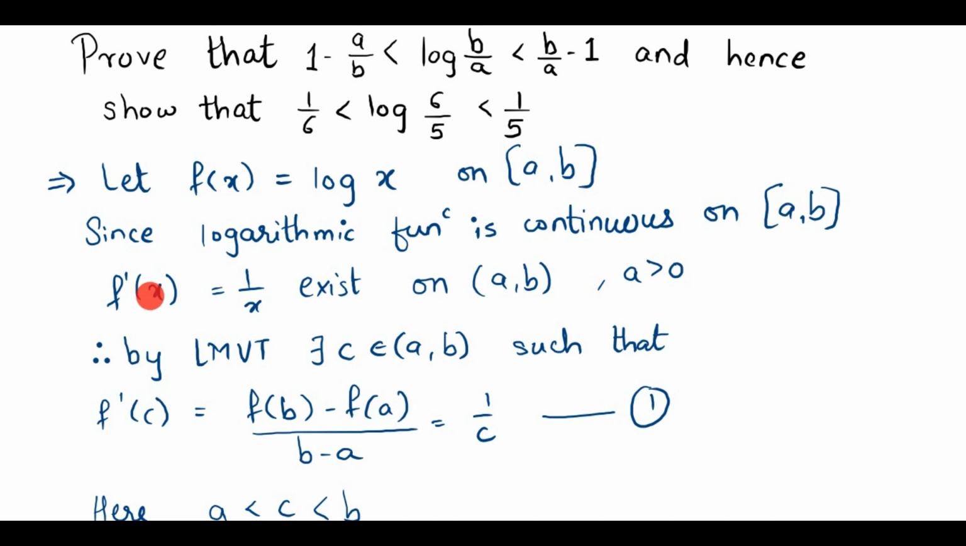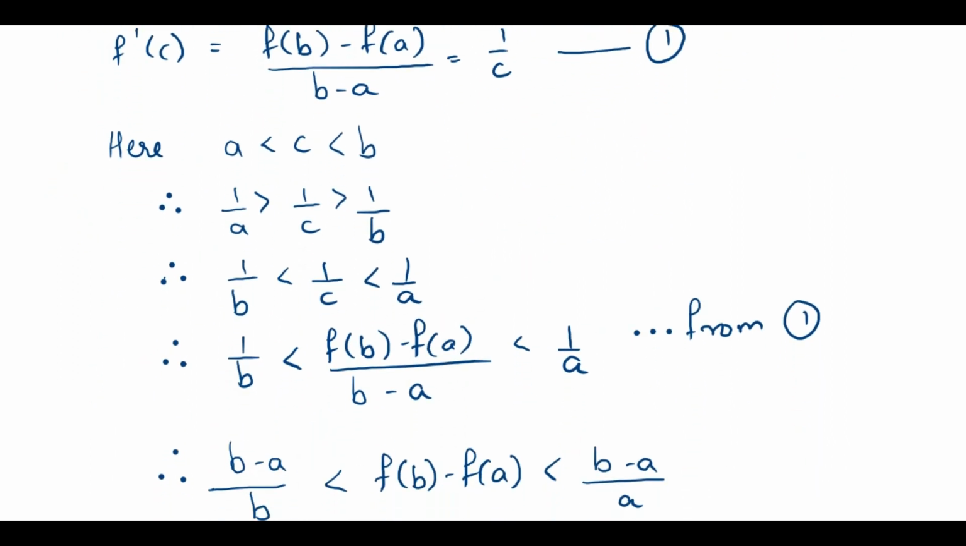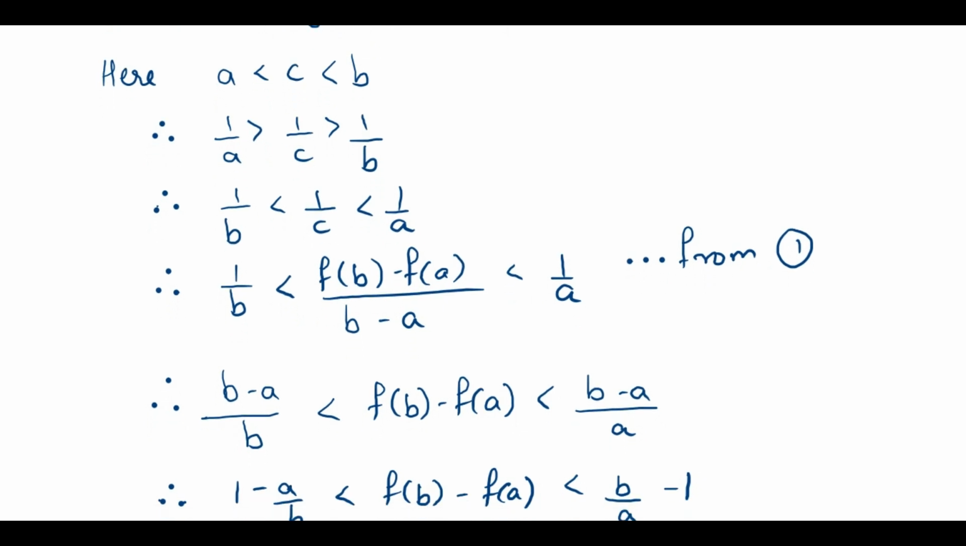Here we found f dash of x. Simply put C instead of x and equate this: f dash of c is equal to 1 by c, equal to f of b minus f of a upon b minus a. Now we just have to do some calculation, and here will be our answer. So c lies between a and b, we know that by LMVT. Just take the reciprocal of it.